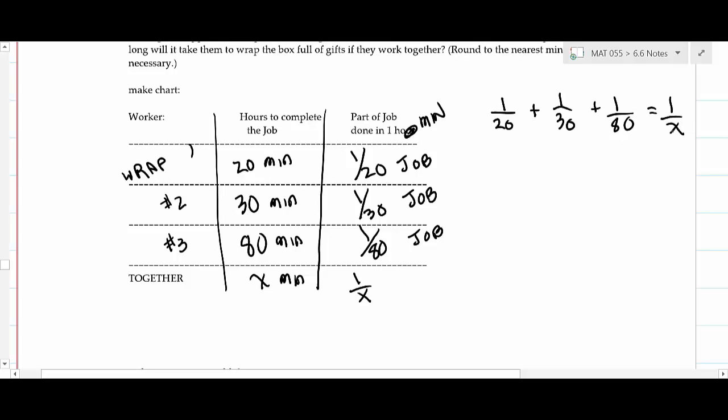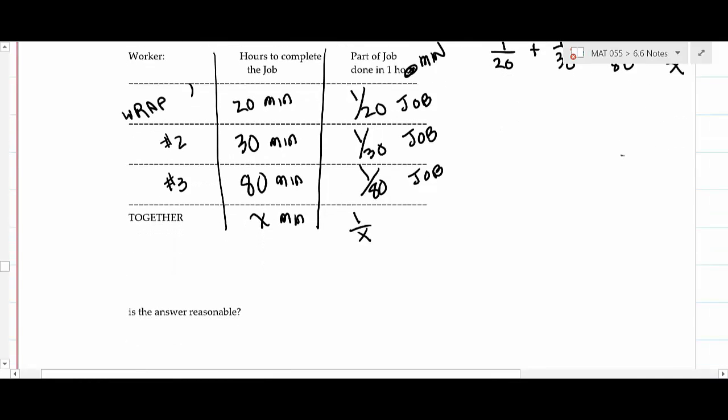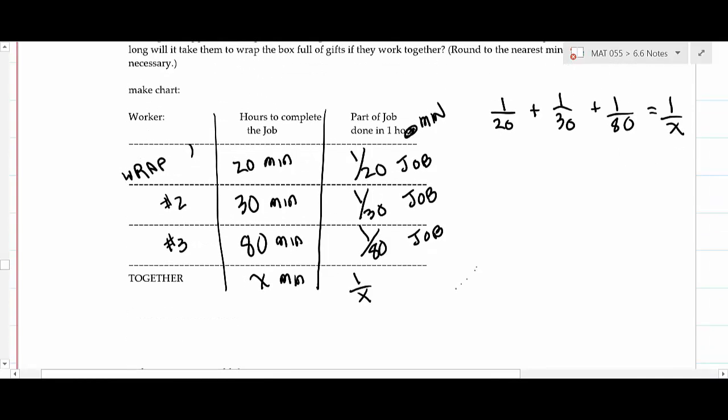Now the next thing is, this is what I saw. Some of you were struggling to figure out the common denominator. Now there's different ways to do this. One way you could do this is the biggest number is 80. Does 20 evenly go into 80? Yeah. Does 30 evenly go into 80? No, bad idea. Now go by 160.